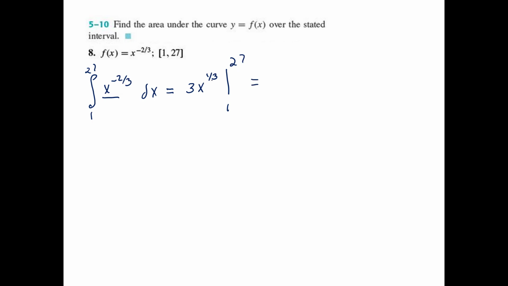X to the 1/3 just means the cube root of 27. So you have 3 times the cube root of 27 minus 3 times the cube root of 1. And that will be, cube root of 27 is 3, times 3 is 9, minus 3, which is 6. So the area under this curve is exactly 6.